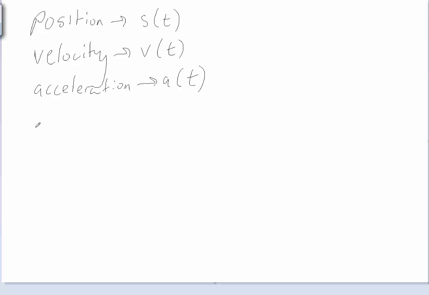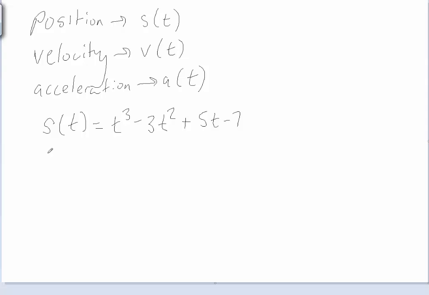So position, we'll think of an object thrown up into the air or something launched from a cannon or a particle moving along in space, like horizontally along some line. We can calculate its position at some time. And so let's say we have s of t equals t cubed minus 3t squared plus 5t minus 7. Okay.